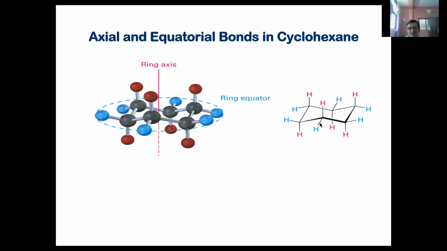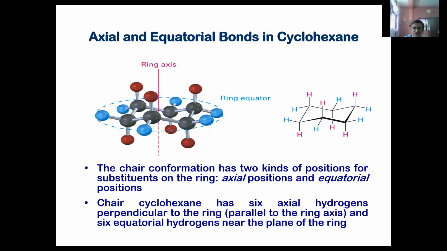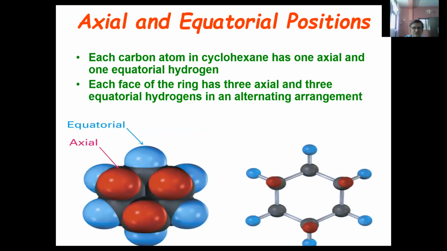But however, this is equatorial. It is also equatorial. This comes along the ring equator. And along the projection towards the ring axis, that is called an axial bond. These are called equatorial bonds. So that's why the chair conformation is represented by two important kinds of positions of the substituents, axial positions and equatorial positions. It has 6 axial hydrogens or axial bonds and 6 equatorial bonds or equatorial hydrogens.